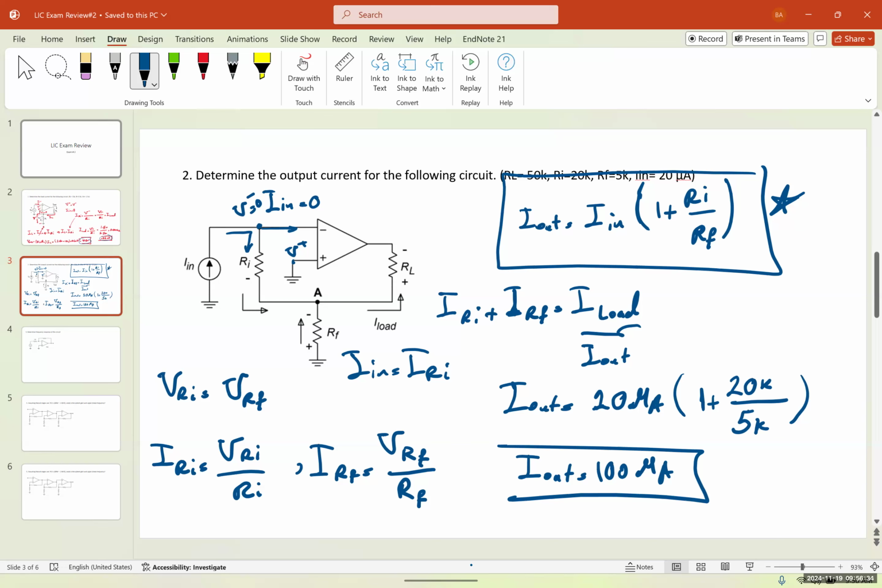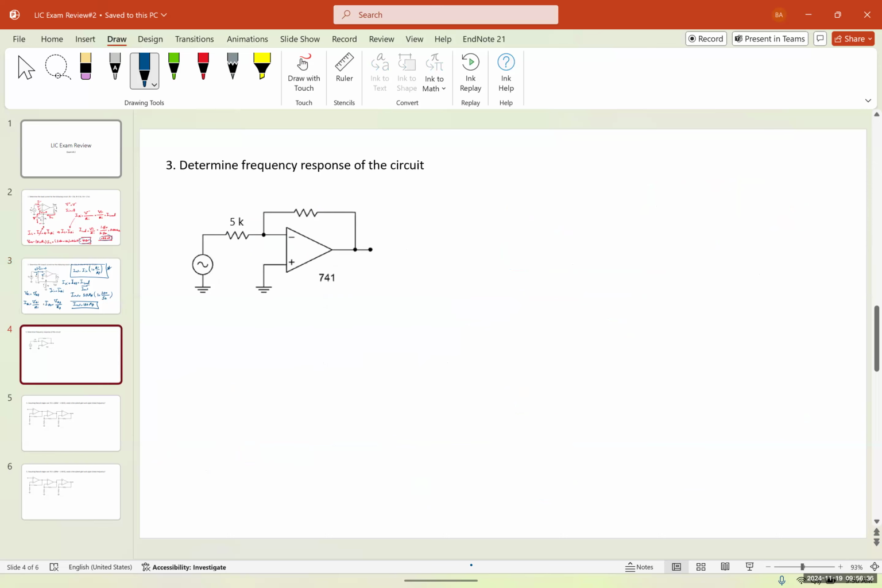Can I move to the next question? So for the next question, this is 15K, and this would be equal to 60K. We want to determine the frequency response of the circuit. This is a 741 with a gain bandwidth product of 1 megahertz.